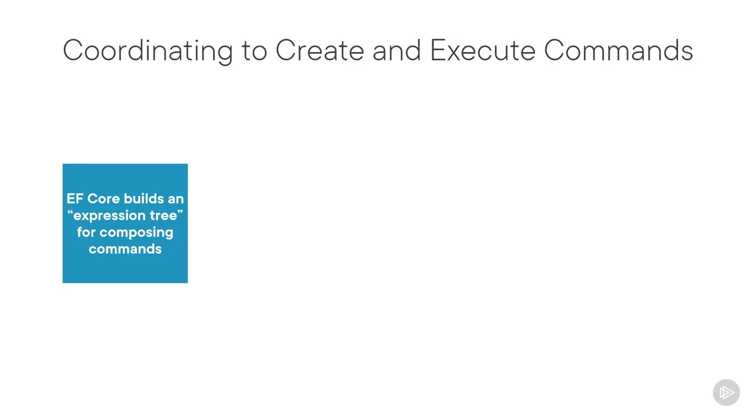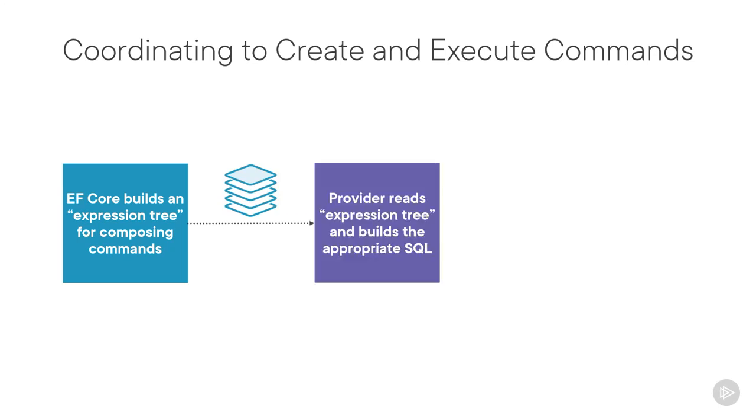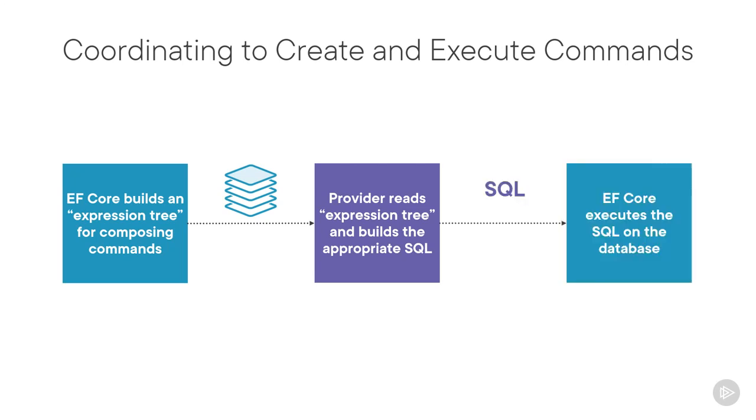So after EF Core has examined information stored in the change tracker, it creates something called an expression tree, which is a collection of all the actions that need to be taken. And that expression tree will be the same no matter what provider it's working with. So then it passes the expression tree to the provider, which reads that and transforms it into the appropriate SQL. Then the provider sends that SQL back to EF Core, which goes ahead and executes it on the database for us.